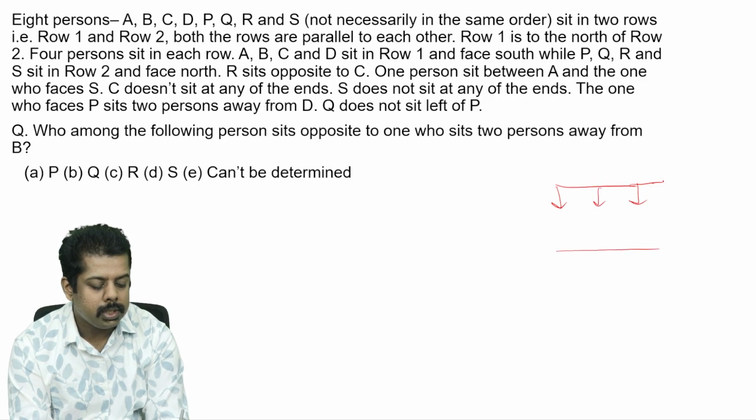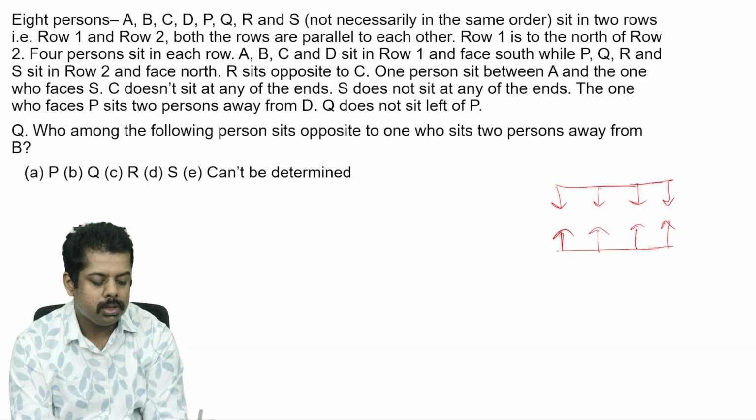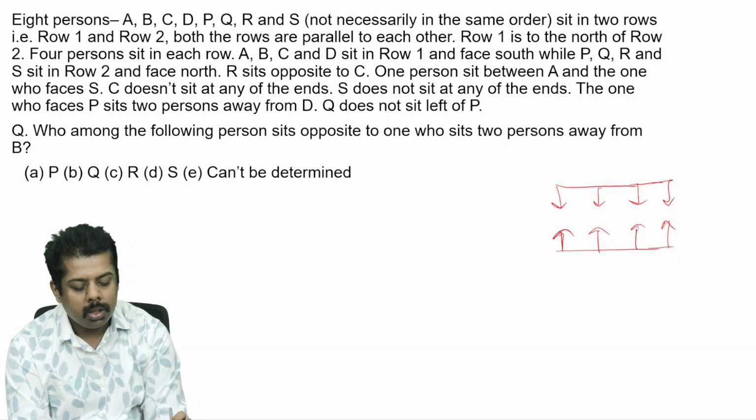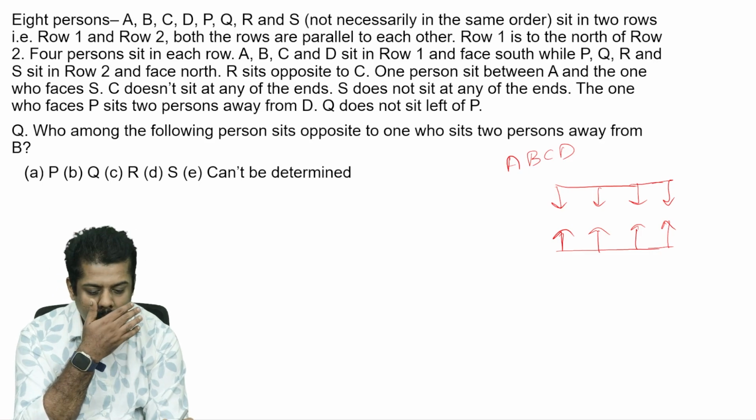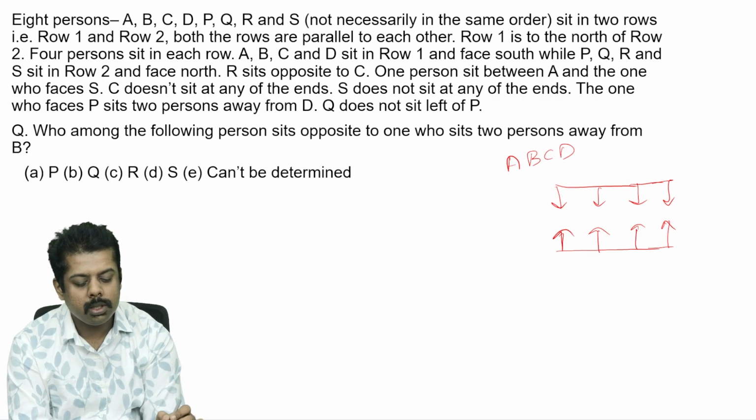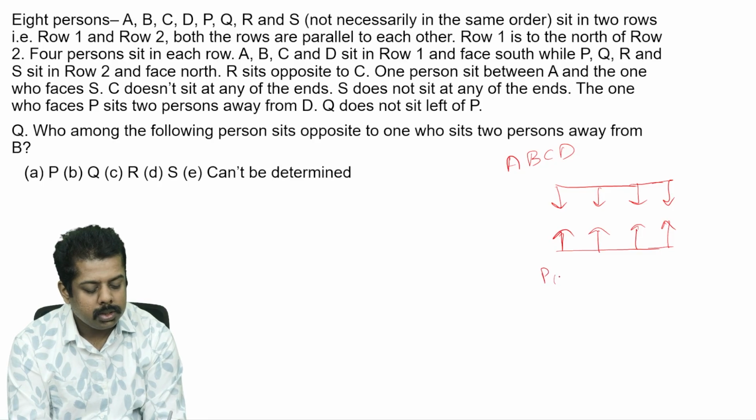So 4 people are facing south, 4 people are facing north. They will also be opposite, sitting face to face in this scenario. As we understood, the row 1 people are facing south, so A, B, C, D have to be in row 1, and row 2 people are facing north. So P, Q, R, S are going to be sitting below.